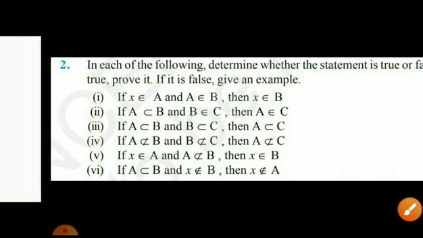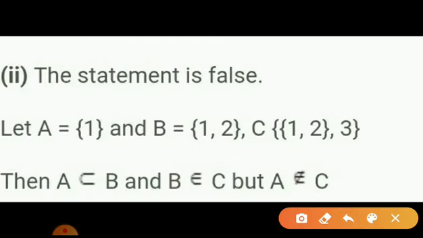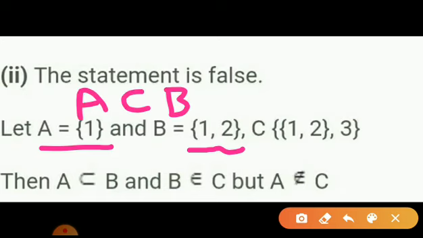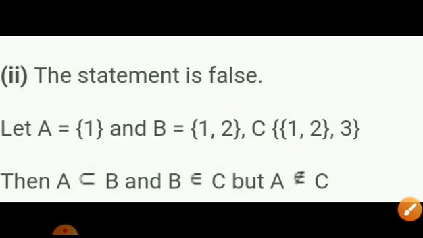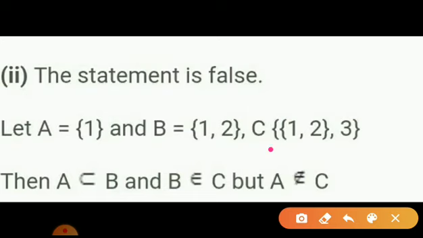See how it will be. Suppose again A is equal to singleton 1, and B is equal to 1 comma 2. In this case, your A is a subset of B, that was given to you. Then again you have B belongs to C. But B belongs to C means the whole set B I have to write here itself, so that it will be treated as an element. So from this I can say B belongs to C.